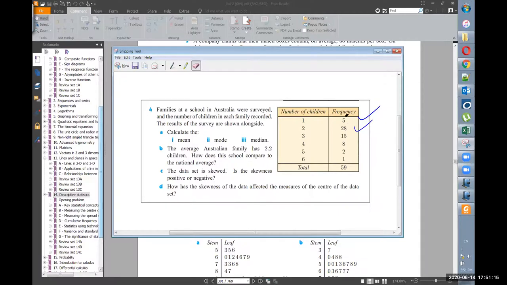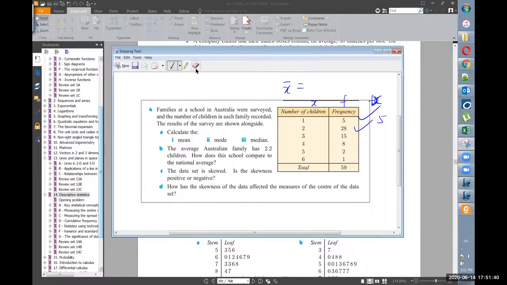Okay, so five families with one child, 28 families with two children. If you are asked to find the mean, how do you find it? This is your F, this is your X, right? So you need to find out what's your FX first.